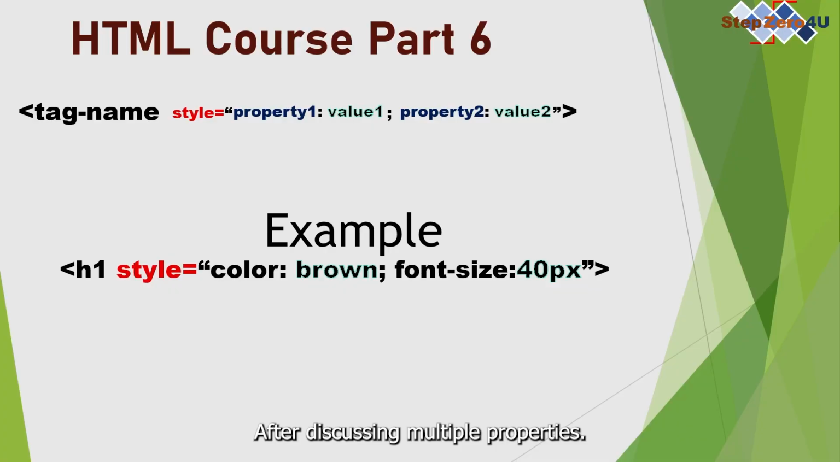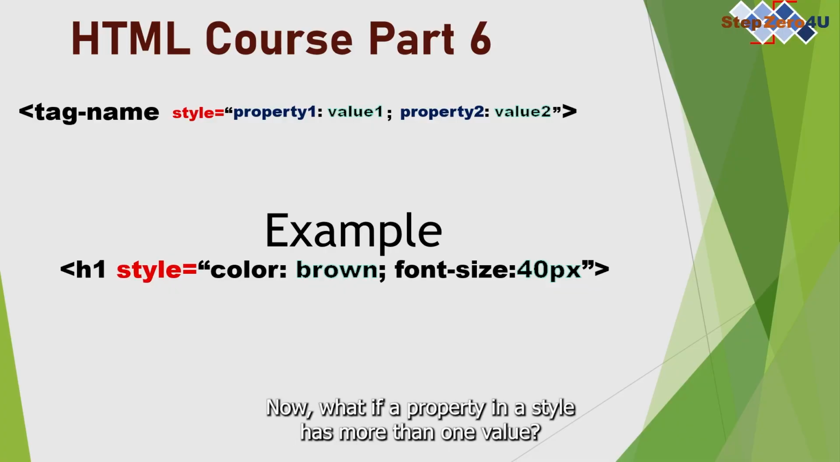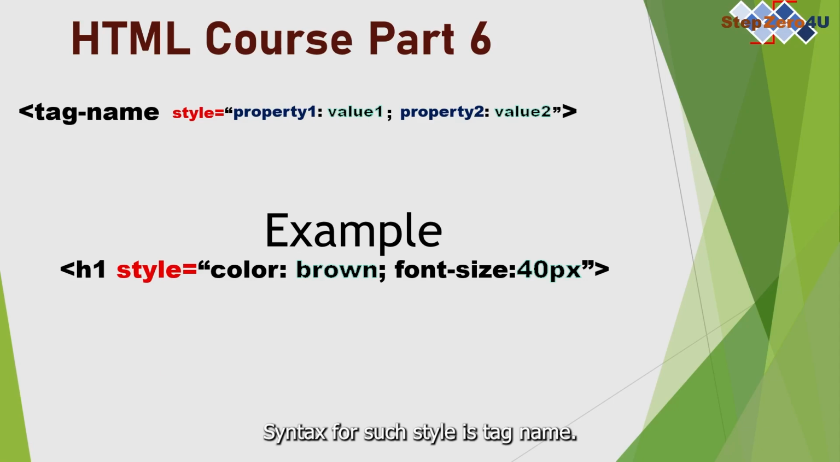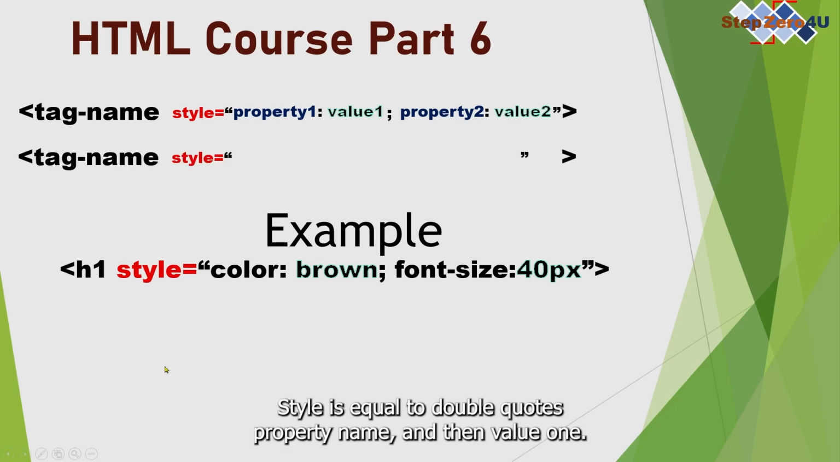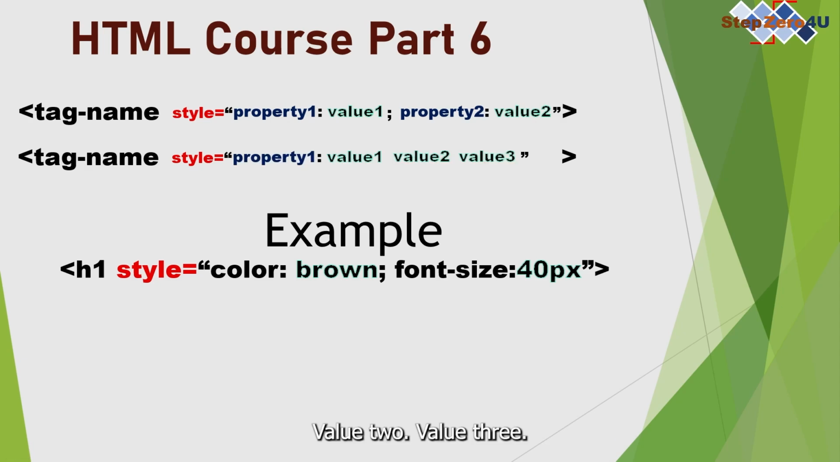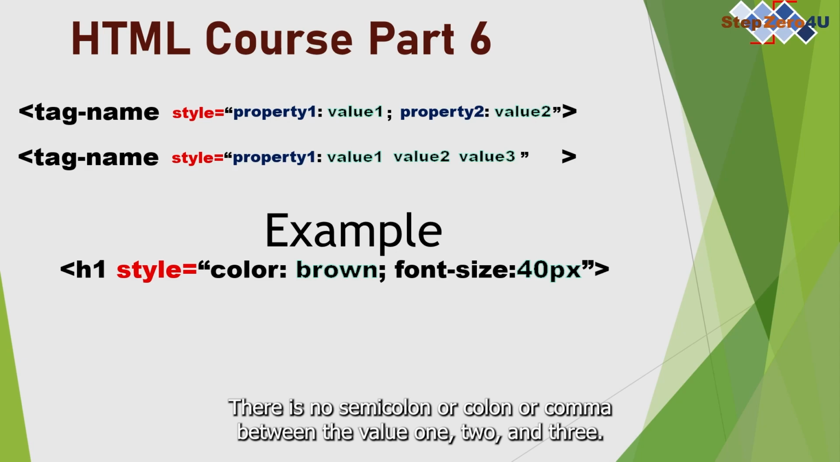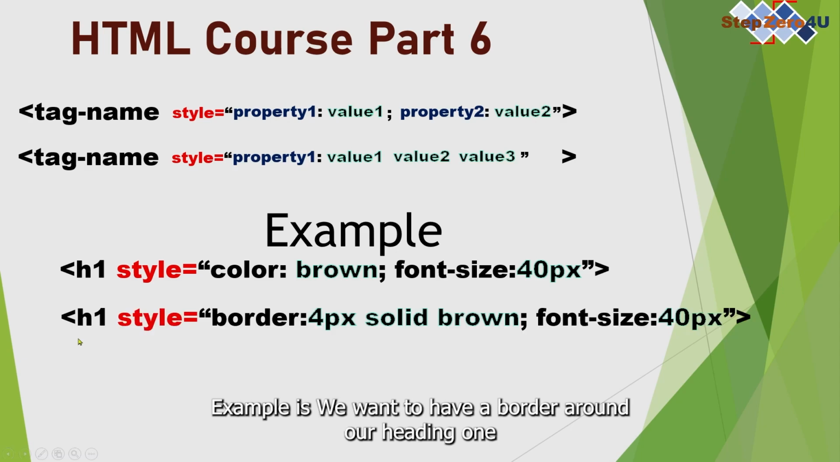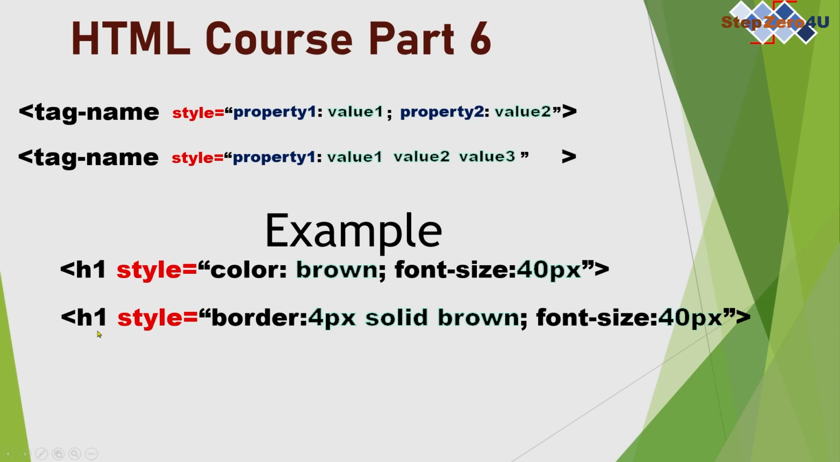After discussing multiple properties, now what if a property in a style has more than one value? The syntax for such a style is tag name, style is equal to double quotes, property name and then value 1, value 2, value 3. There is no semicolon or colon or comma between the value 1, 2 and 3. An example is, we want to have a border across our heading 1 HTML element. In our CV example, we will write style is equal to border. The border should be thick 4 pixel. It should be solid, not dotted or dashed border, and with the color brown.